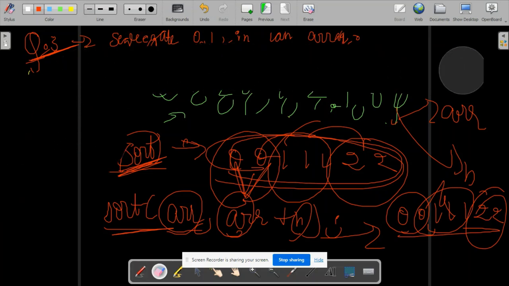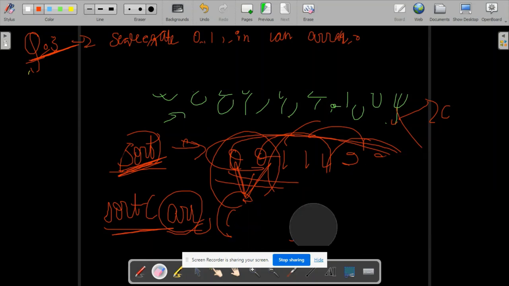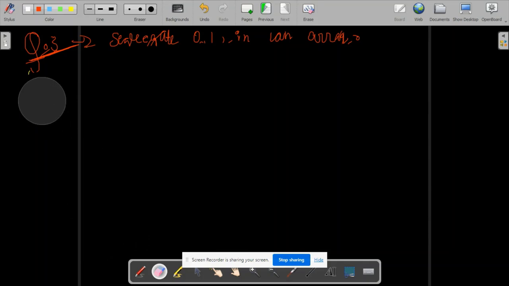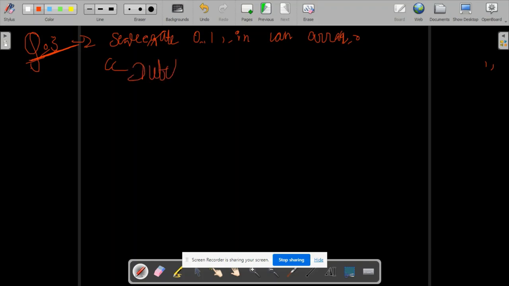This is the most important approach. This is the ultimate optimized approach for this question. In the programming world, there are some algorithms and approaches that have famous names. This approach is known as the Dutch National Flag algorithm.